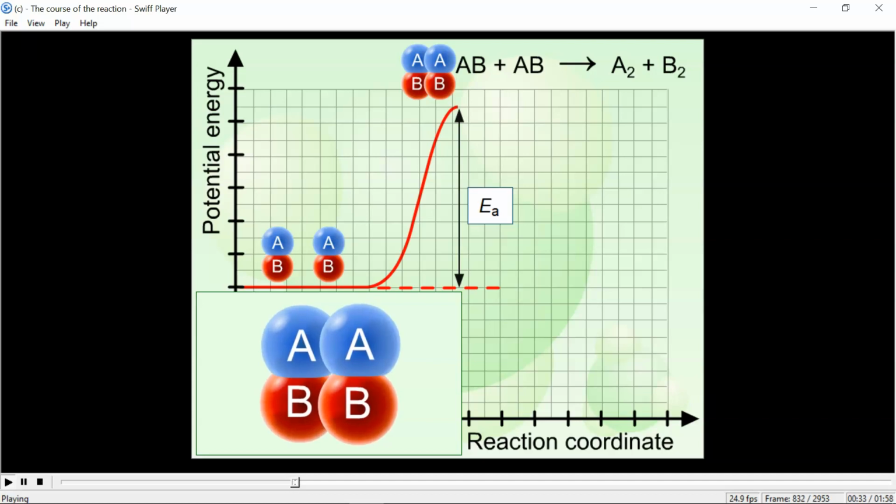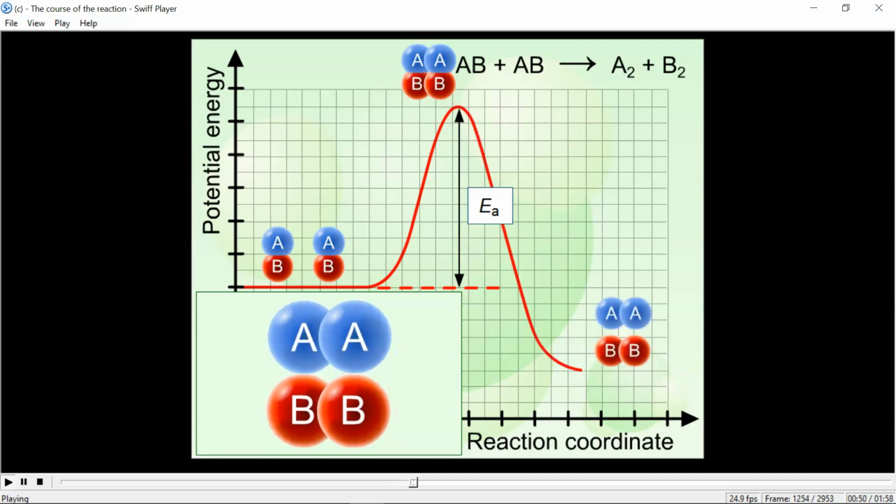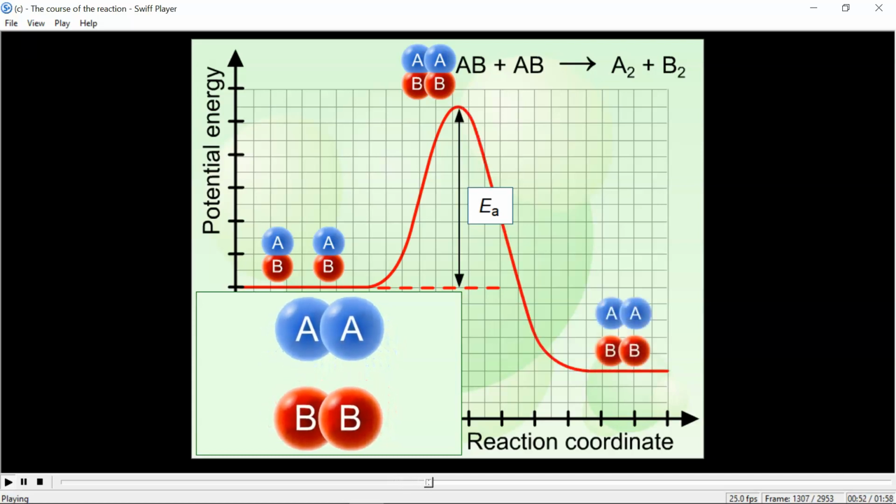The difference between the potential energy of the reactants AB and the potential energy of the activated complex A2B2 is equal to the activation energy for this reaction. The activated complex is a highly unstable combination of atoms and quickly breaks up into products. Energy is released and is transmitted into kinetic energy associated with the motion of the product molecules.